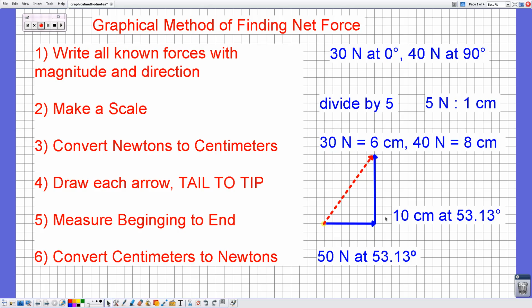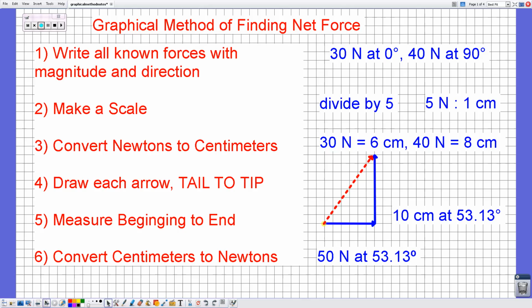I'm going to measure it. Alright, that's 10 centimeters long, and my protractor tells me it's 53 degrees. And now I need to convert centimeters back to newtons. Here's one of the things that tripped us up. If I divided by 5 to go from newtons to centimeters, to get from centimeters to newtons, I need to multiply by 5. So 10 times 5 gives me 50. I do nothing to the angle. The angle stays the same.